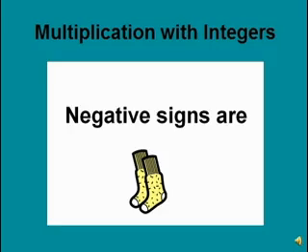I want you to think about negative signs. I'm talking about the signs that you see on negative numbers as being socks. And with most people, it is true that when we have a pair of socks, that's usually thought of as being a good thing. And when we have individual socks, that's not quite as good because most of us have 2 feet that we have to cover.